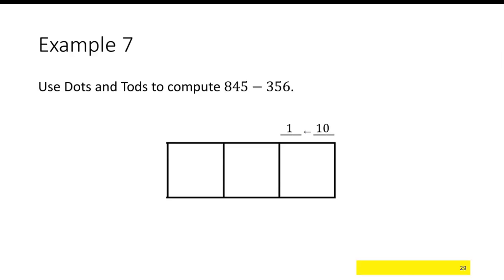All right, what if I did 845 minus 356? So this is one where I would need to borrow. Let's see how this looks with dots and Tods. So 800, 45. And I want to subtract 356.